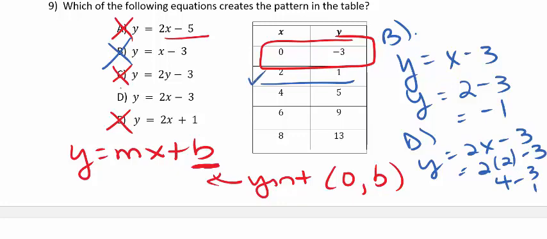Now let's go see if all the other ones work. If I put in a 4 in place of x, 2 times 4 is 8, minus 3 is 5, so this one checks out. Plug in a 6, 2 times 6 is 12, minus 3 is 9, so this one checks out. And then 2 times 8 is 16, minus 3 is 13, so all of those work. So our answer is D.